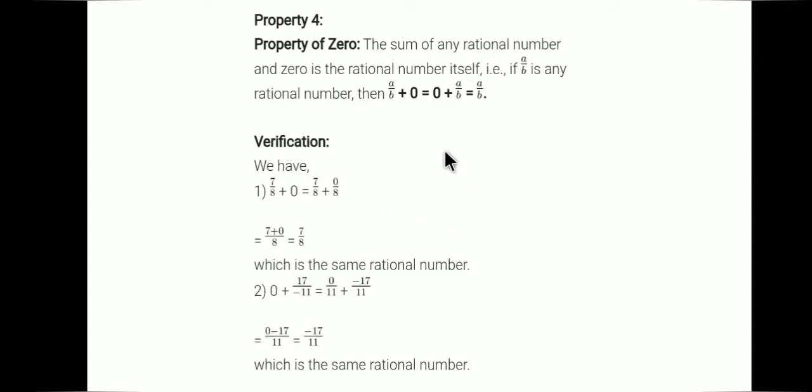This is known as the associativity property of addition. Now the property of 0. The sum of any rational number and 0 is the rational number itself. That means if a upon b is a rational number and we add 0 to it, or to 0 we add the rational number a upon b, the sum still remains the same, a upon b. a upon b plus 0 or 0 plus a upon b is equal to a upon b. Example, 7 upon 8 plus 0: we make the denominator common, 7 plus 0 is 7, common denominator 8, which is equal to 7 upon 8, the rational number itself. So whenever we add 0 to any rational number, the sum will be the rational number itself.